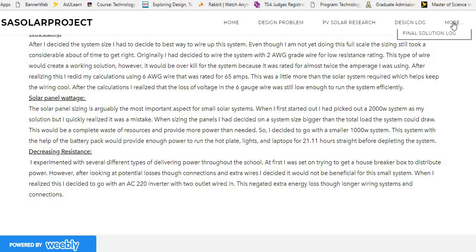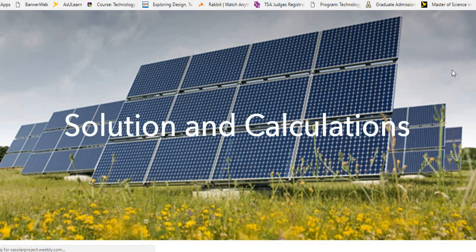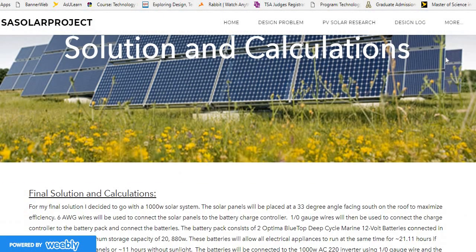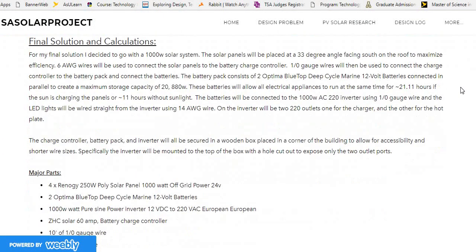Next, we're going to talk about the final solution and the calculations that were made to determine that solution. So for my final solution, I decided to go with a 1000 watt solar system with the panels placed at a 33-degree angle facing south on the roof to maximize efficiency. I decided to use 6 gauge wires to connect the solar panels to the charge controller and 1/0 wires to connect the batteries to the charge controller and connect the batteries in parallel.